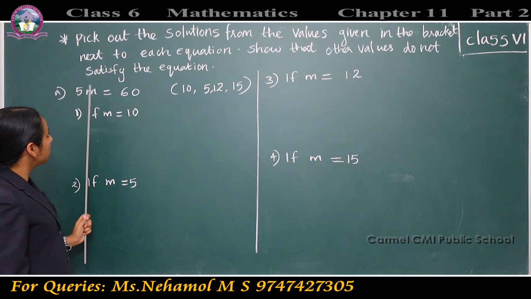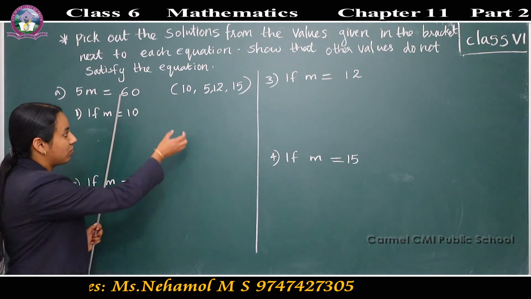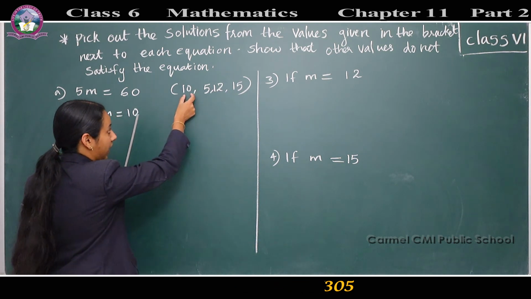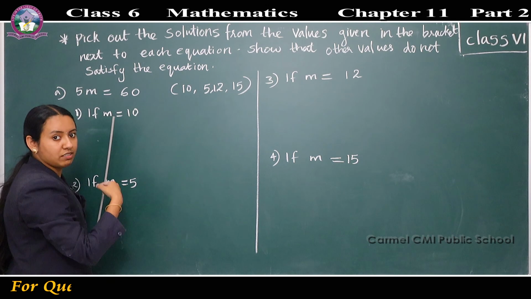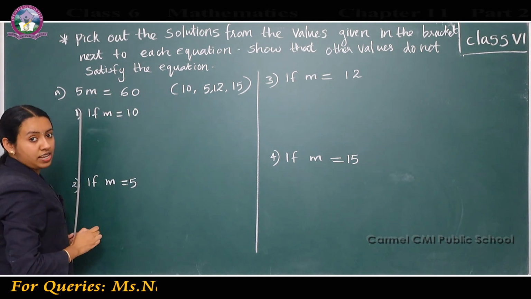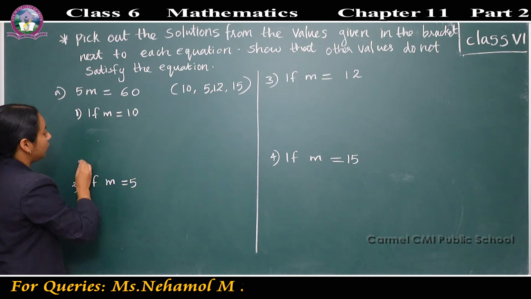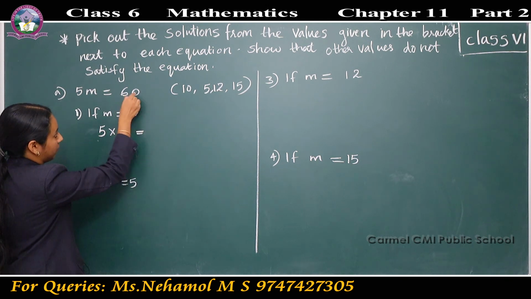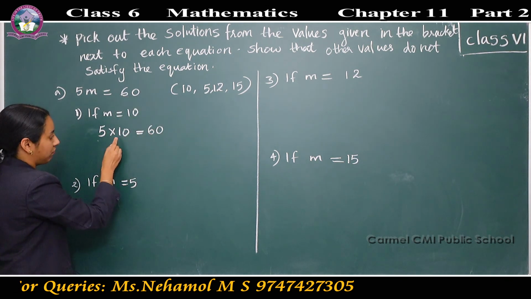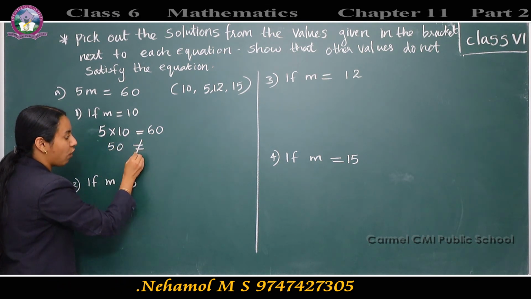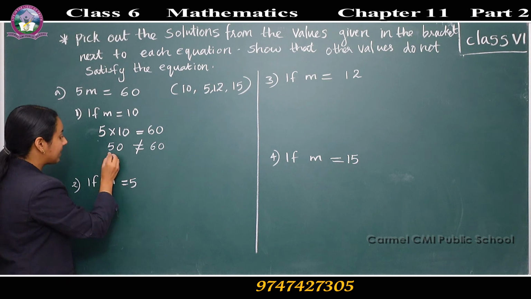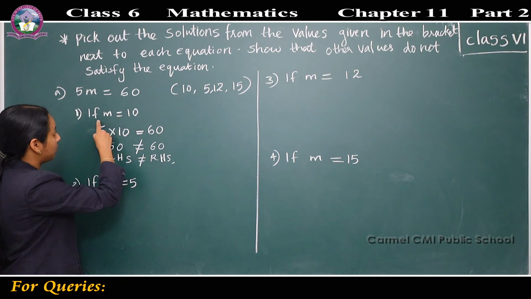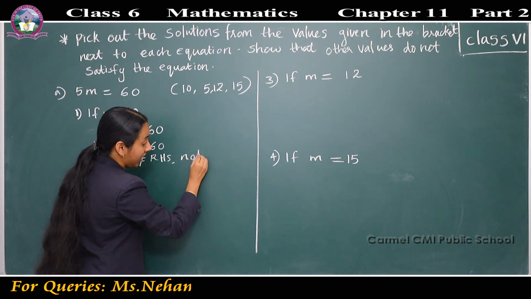First equation, 5m is equal to 60. Then some values are given: 10, 5, 12 and 15. First we have to take m is equal to 10. Then we have to check whether it satisfies the equation or not. If m is equal to 10, 5 into m will become 5 into 10. 5 into 10 is 50. 50 is not equal to 60. That means LHS is not equal to RHS. So m equal to 10 is not a solution.